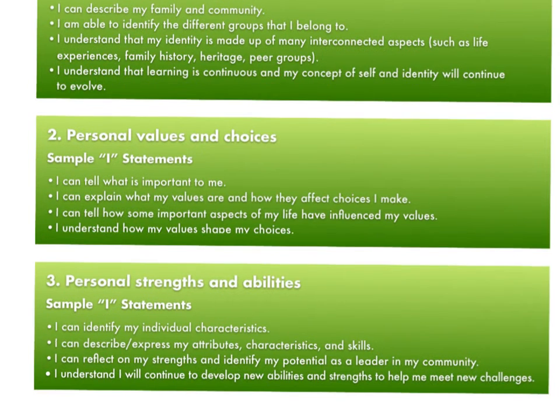The second aspect is personal values and choices. So you can tell what is important to you, or I can explain what my values are and how they affect the choices I make. I can tell how some important aspects of my life have influenced my values, right? Are your values influenced by your family? And I understand how my values shape my choices, right? Here's what I believe is right and wrong, so here are the choices that I make.